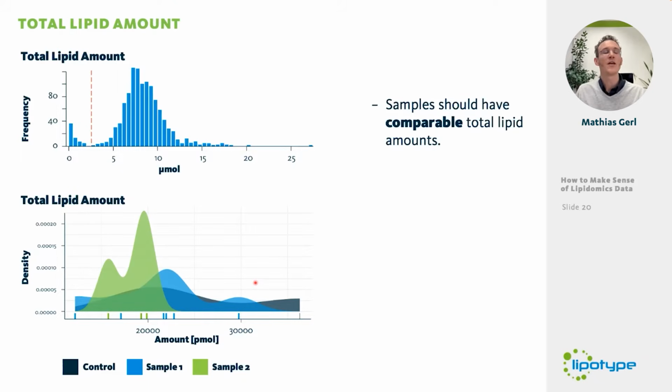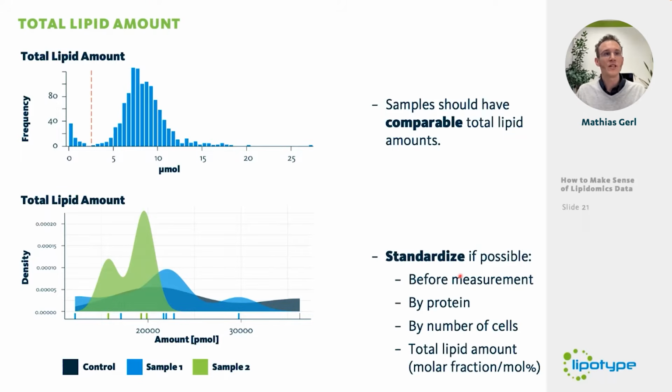It's because it's still the same sample. So what you need to do sometimes is to standardize, and best is you standardize before you measure. For example, for plasma, this works very well because you can simply say 1 microliter of plasma is what we look at, and that's then our standard, and that's usually very good to do.